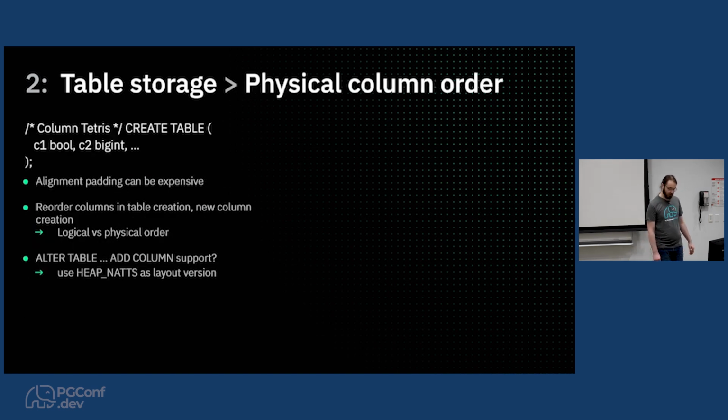The second item is physical column order. Right now, we can lose a lot of storage based on padding. For instance, when you have a Boolean column followed by a bigint column, you can have up to 7 bytes of alignment losses because the Boolean is 1 byte, and the bigint will be put at the next alignment border for the bigint column. On 64-bit systems, that is the next multiple of 8 bytes. So after 1, you have 7 bytes of alignment padding, which is quite expensive.